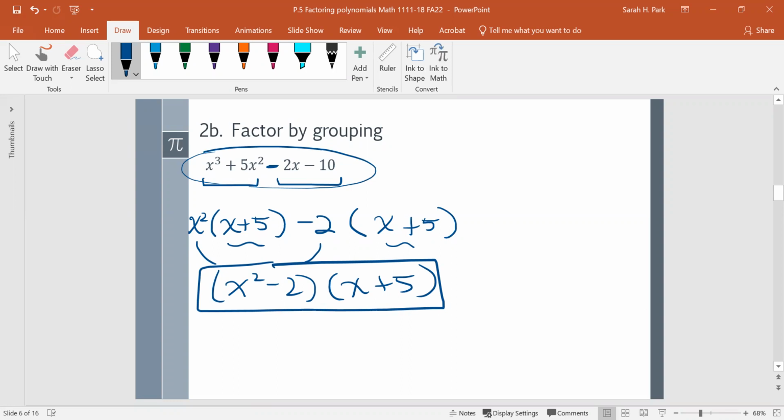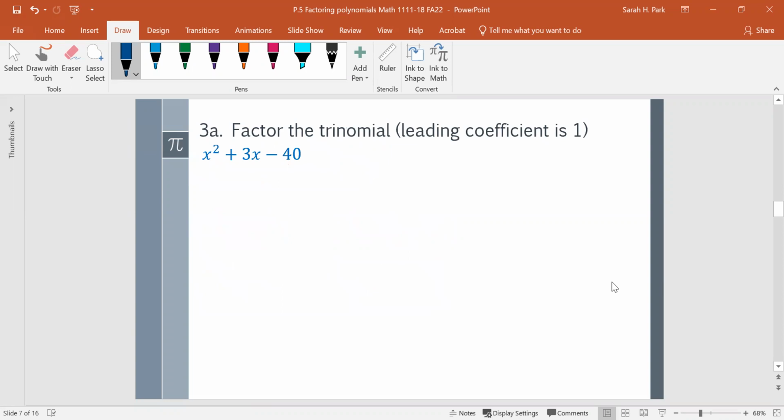All right, let's take a look at number 3a. Now, factoring a trinomial. In this example, the leading coefficient, the number in front of x squared, is 1. What we do is we multiply the leading coefficient with the last number, and that's going to give us negative 40.